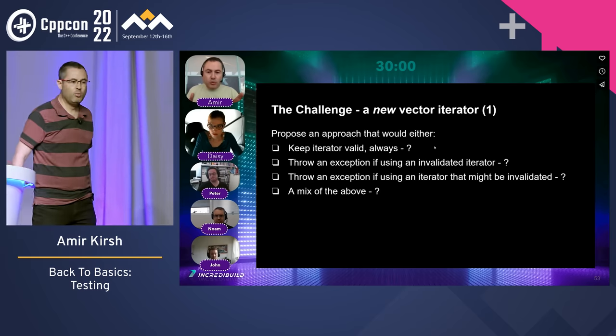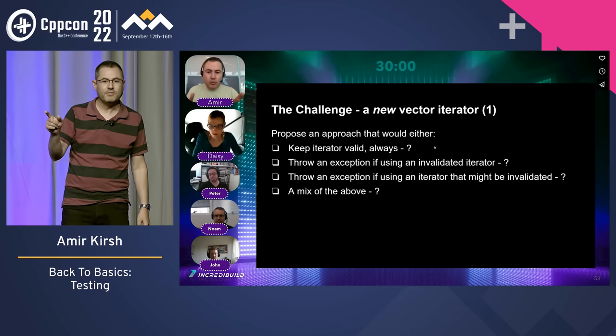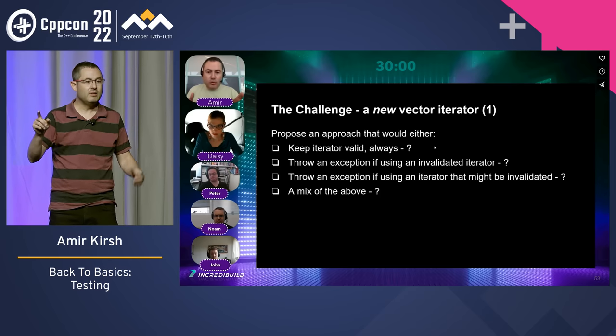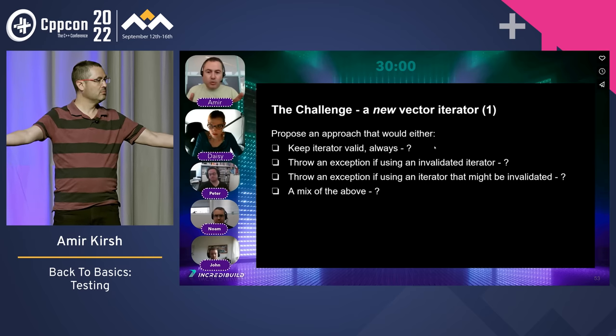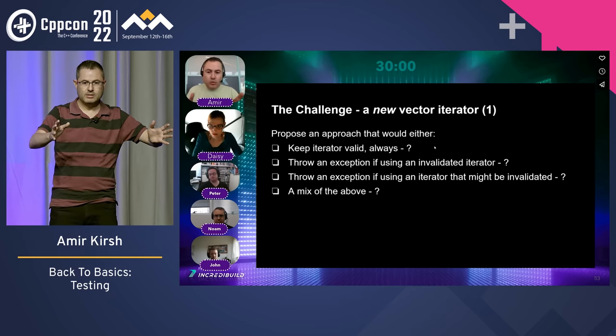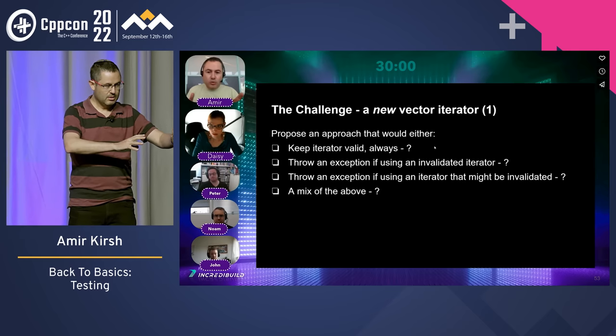This was the challenge. We wanted to implement a new iterator for vector, which is a bit more safe. In vector, the iterator is invalidated if you do push_back. And we wanted that if you do push_back and you use the iterator, you would get an exception. So the challenge was in 30 minutes to create the new iterator for vector, okay?